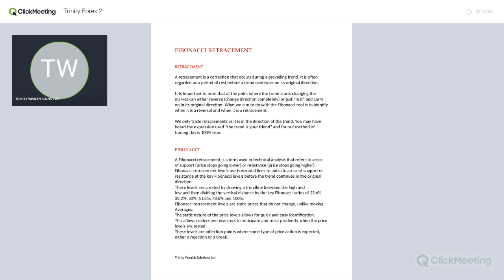A Fibonacci retracement is a term used in technical analysis that refers to areas of support, that is price stopping from going lower, or resistance, meaning price stopping from going higher. Fibonacci retracement levels use horizontal lines to indicate areas of support or resistance at the key Fibonacci levels before the trend continues in the original direction. There could be so many words, but don't get confused about all that. At the end of the day, you'll get very clearly what all this means.